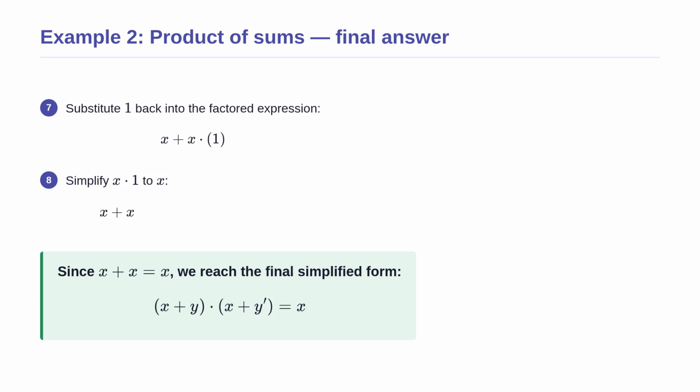For the final steps, we substitute that 1 back into our expression, giving us x plus x and 1. We know that x and 1 simplifies to just x. This leaves us with a very simple expression, x or x. Finally, in Boolean logic, x or x is simply x. We have successfully proven that the original complicated product of sums is entirely equivalent to the single variable x. This shows the incredible power of Boolean algebra to reduce complexity.